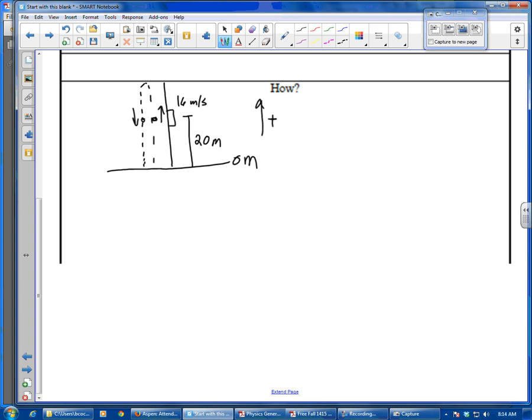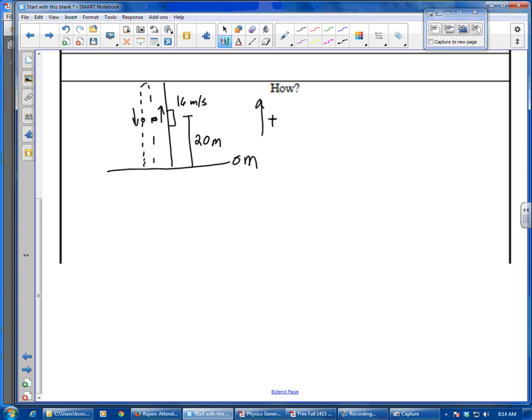Negative 16 meters per second. Right? Same magnitude, but on the way down, because it's going to have just as much time to go up as it is to come back down to that point. It's under the same acceleration. So it's going to be going the same speed, just in the opposite direction.